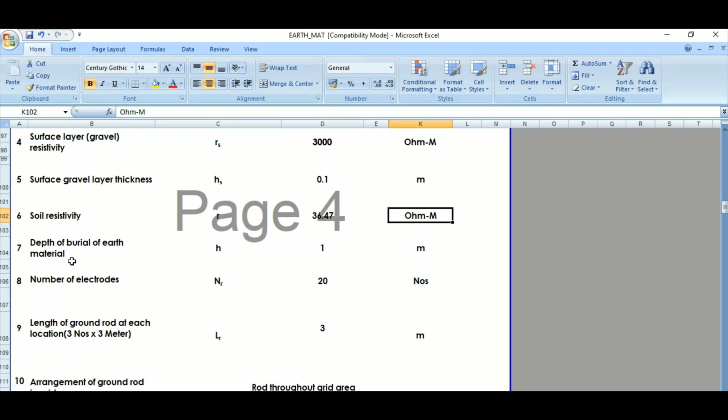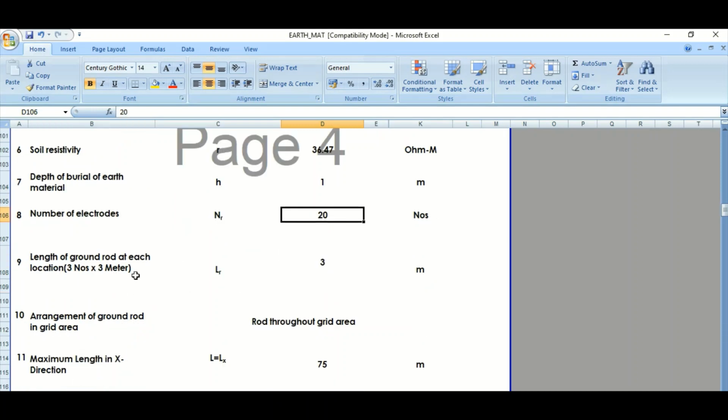Depth of burial of earth material, let's say it is 1 meter. 1 meter is considered below the finished ground level. The earth material, that means whether it is earth rod or flat material, MS flat material, will be laid 1 meter below the FGL. Number of electrodes, that will be calculated. Length of ground rod, that will be calculated also.